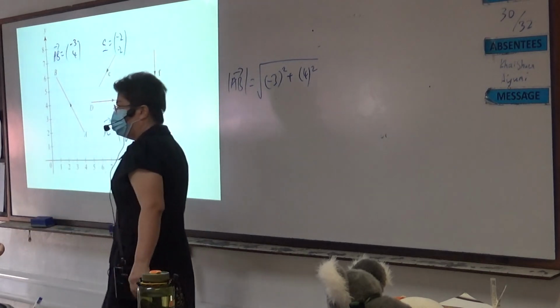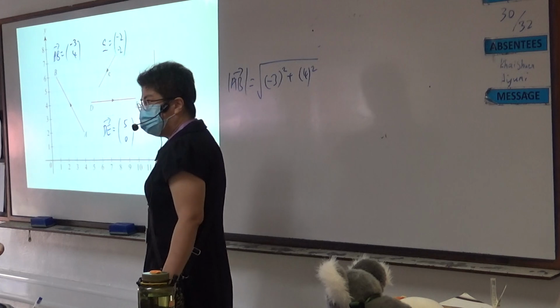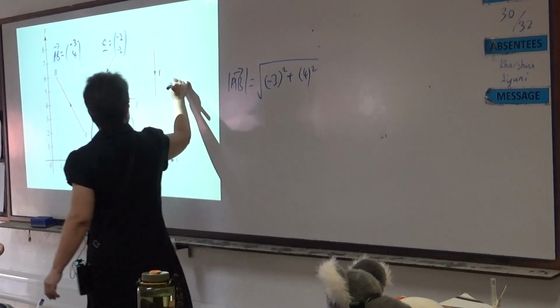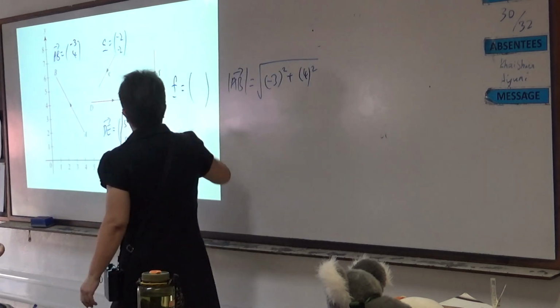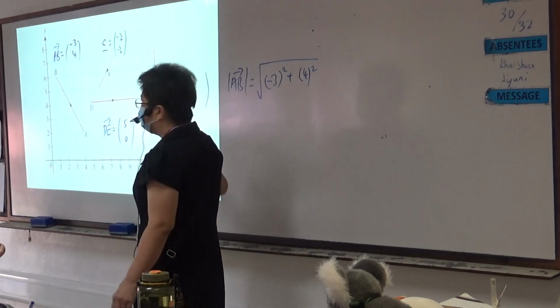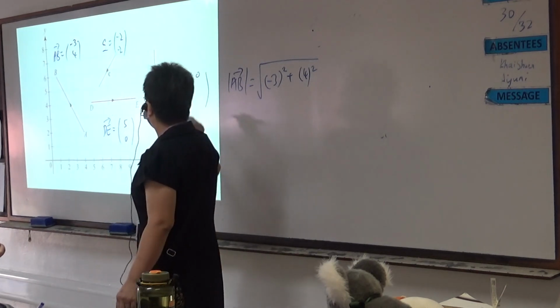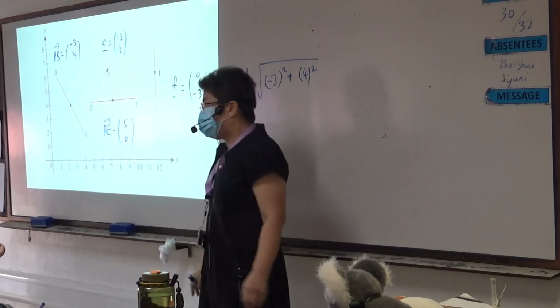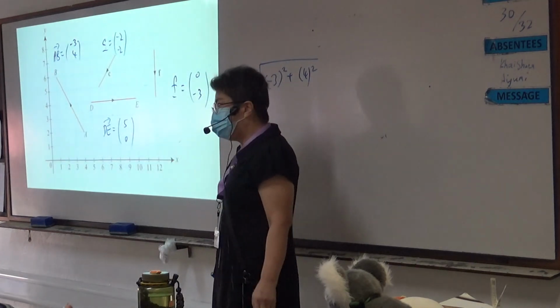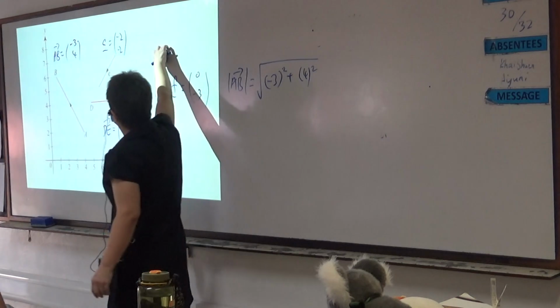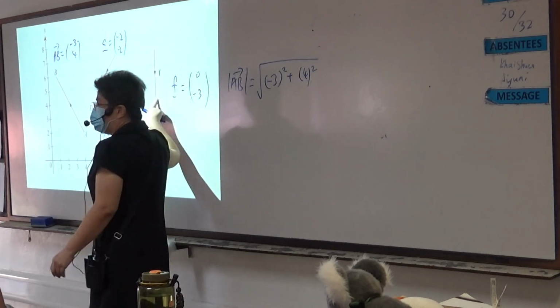Now, how about DE? Do you get 5, 0? Can you see it's 5, 0? Yeah? How about F? 0, negative 3. Can you see it's 0, negative 3? Because I start here, I didn't move left or right, but I go down 3 straight away.